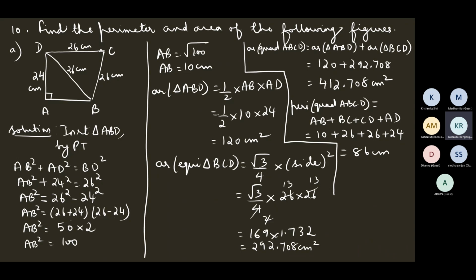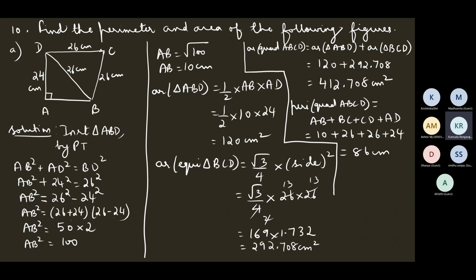Okay, so one is a right triangle, ABD is a right triangle, half base into height is the area, and BCD is an equilateral triangle, √3/4 into side square. To find the area of the triangle ABD, we do not know the base AB. So we find that using Pythagoras theorem. Then find the areas of the two triangles, add to get the area of the quadrilateral.